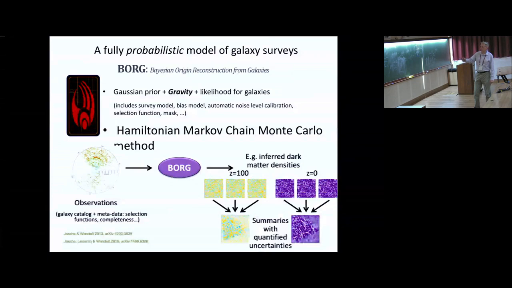And Borg really is just an implementation, which took us 10 years to write, of Hamiltonian Markov chain Monte Carlo that does an inference. It samples from the posterior for this initial density fluctuation given the final observed galaxy positions. So here are the samples of the initial density. When you average those together, you basically get a nonlinear, non-Gaussian analog of the Wiener filter.